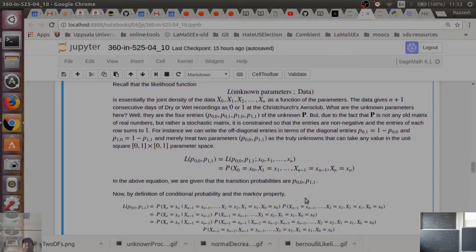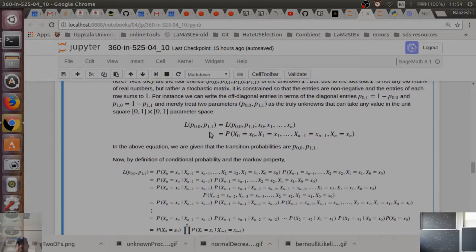Similarly, when you have a very, very large m by m transition matrix, with m very, very large, basically m squared minus m entries will be the parameter space, the size of the parameter space, right? Okay, so this is basically the likelihood function.